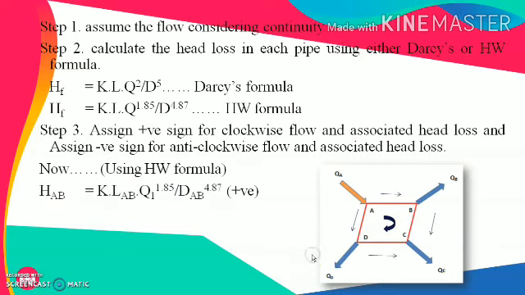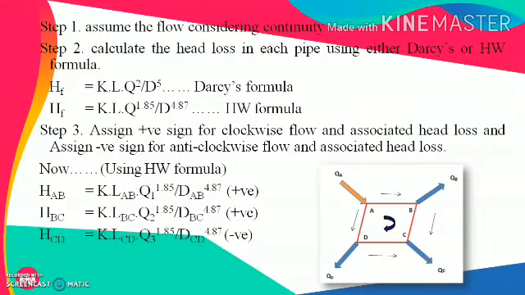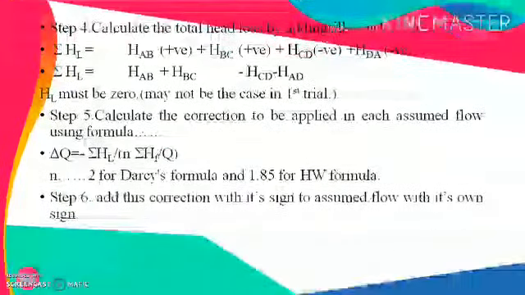Now using Hazen-Williams formula, head loss can be calculated. So HAB and BC will have a positive value, while head loss through CD and head loss through DA will have a negative value. And while calculating, please remember one thing: don't put the negative value of Q while doing the calculation, rather put the negative value directly to the head loss that has been calculated using a formula.